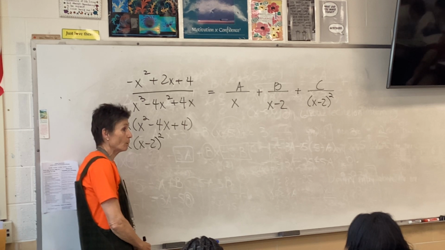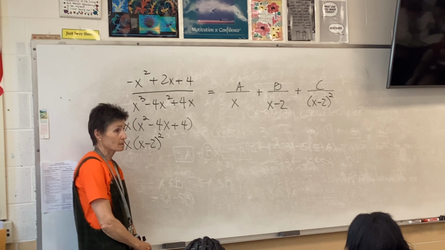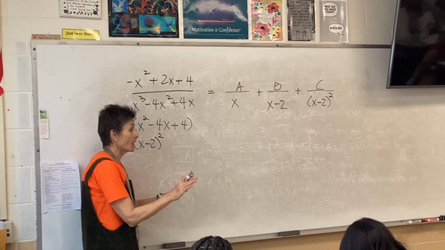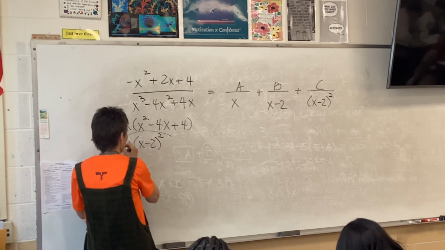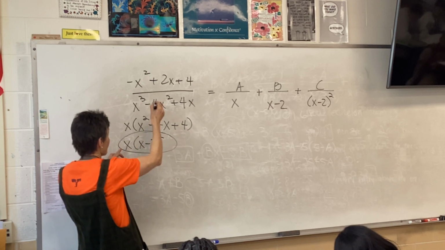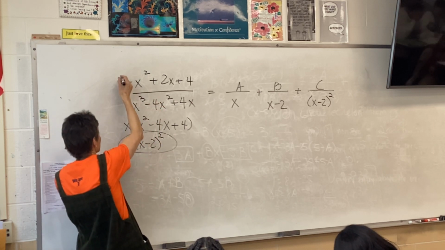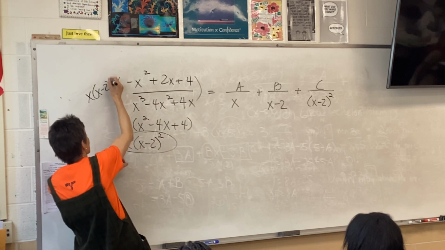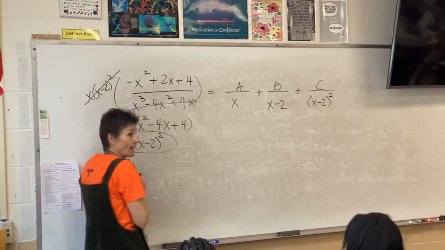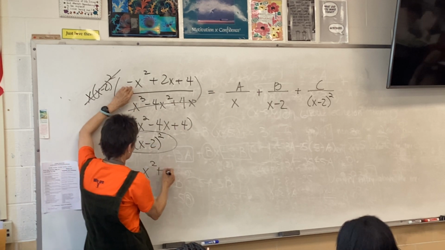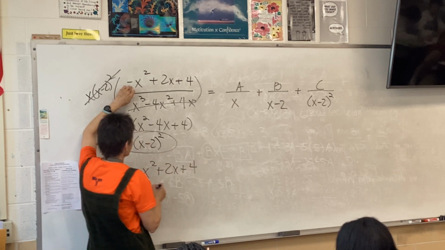All right, here we go. What do we do next? Who remembers? Clear the denominators. We multiply to get rid of the denominator. So I'm gonna multiply everything by this. This is my denominator. So over here, when I multiply this guy by this, doesn't it all just cancel out? And leaves me with negative x squared plus 2x plus 4. That's all that's left.